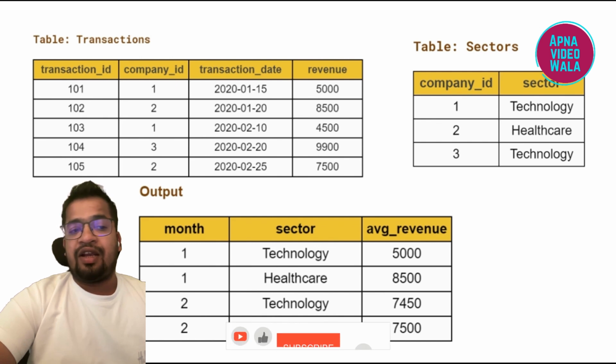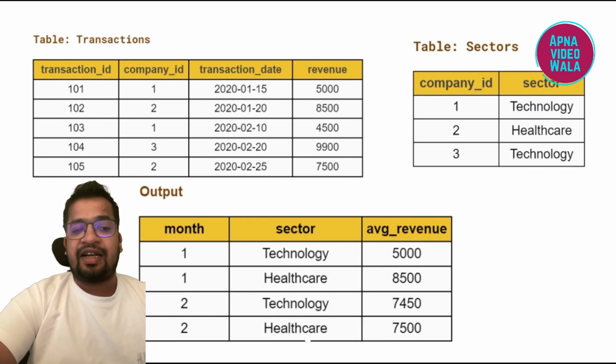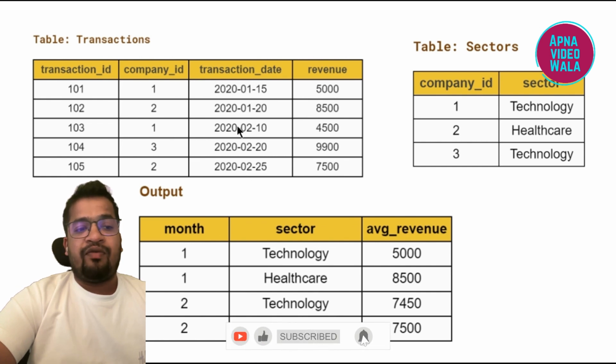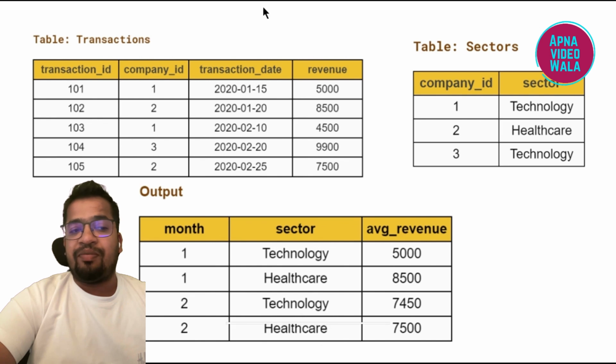Let's take a look at the input tables and the output. These two tables are your input tables, the transaction table and the sector table. This is your output, which has columns like month, sector, and average revenue for each month and sector combination. Let's see how the output has come from these input tables. If you look at the transaction date, we can see two months, January 2020 and February 2020.